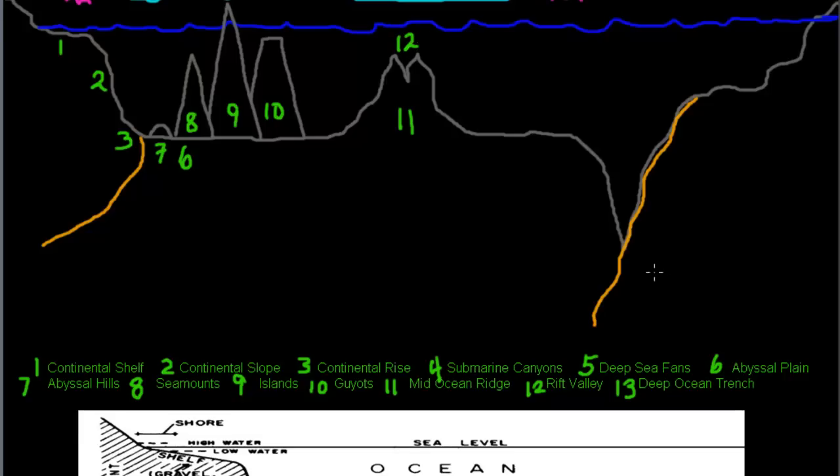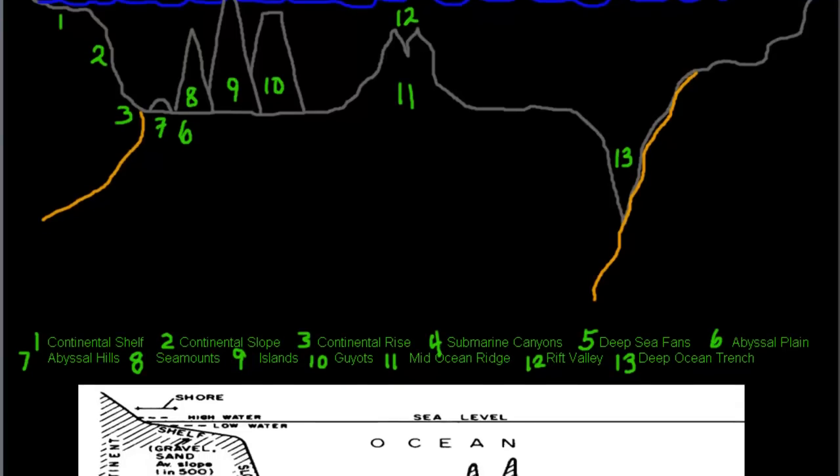And then our last feature is the deep ocean trench, which you can see all the way down here. This is our number 13. And a deep ocean trench happens when one crustal plate is run into another crustal plate, and where one is actually being thrown down underneath the other. And we'll talk about that a little later as well.